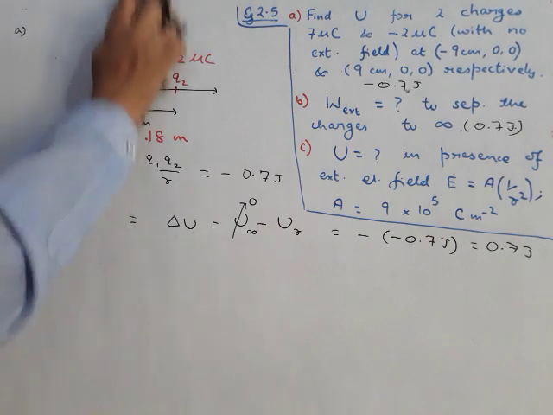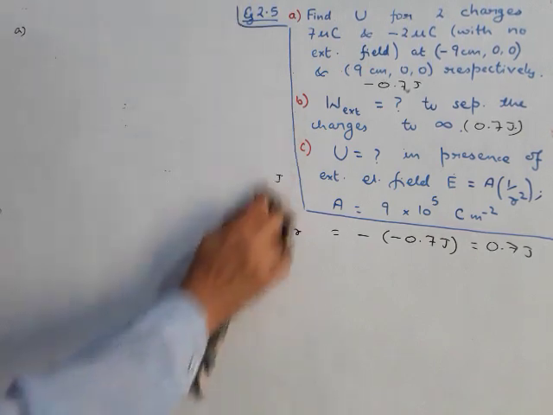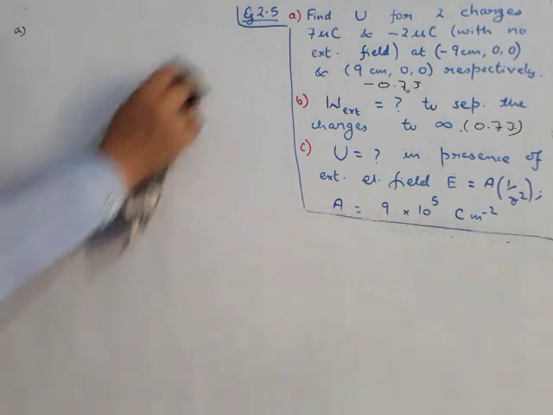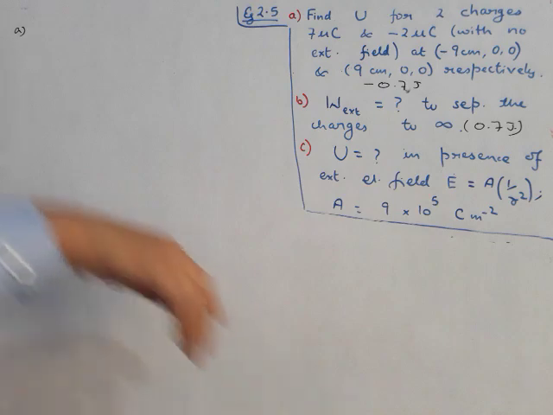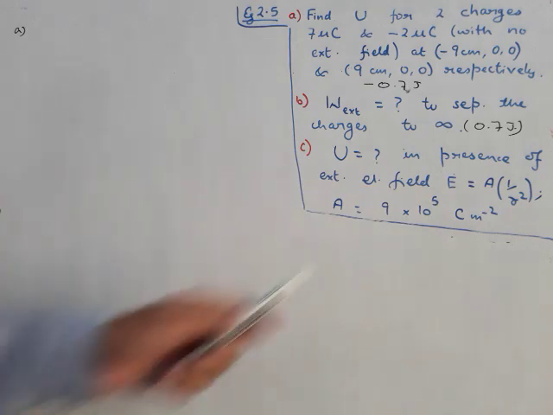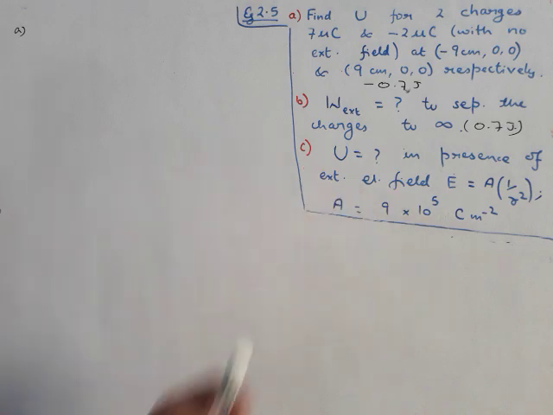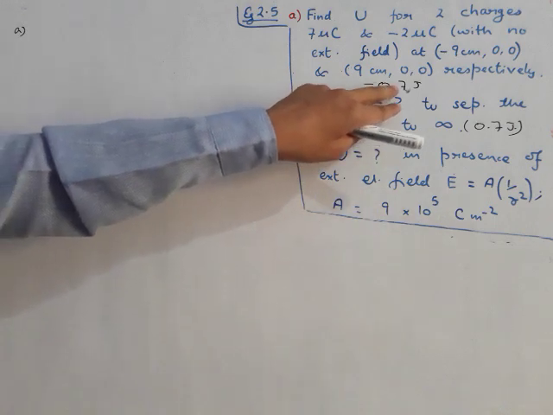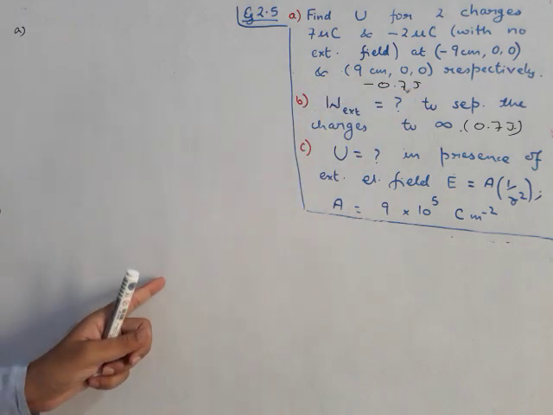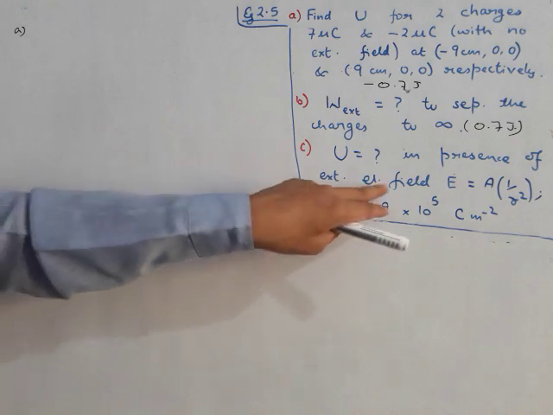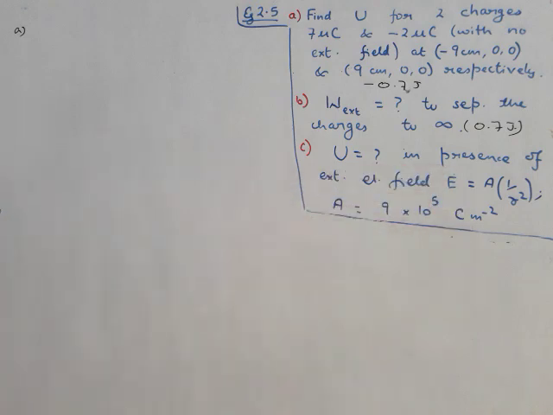Here it says you have to find the electrostatic potential energy for the same pair of charges, but this time there is an external electric field that is given as E is equal to A times 1 by R square, where A is some constant whose value is given. Already you had one term that was minus 0.7 joule. Now you have two more terms, and those terms will be due to the external electric field. Let's see how we calculate that.